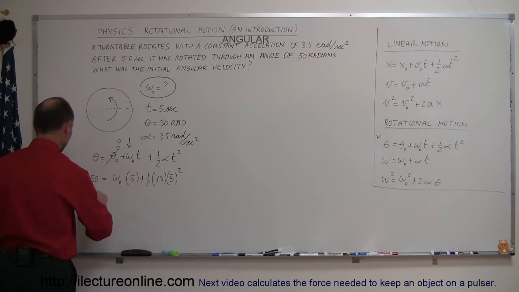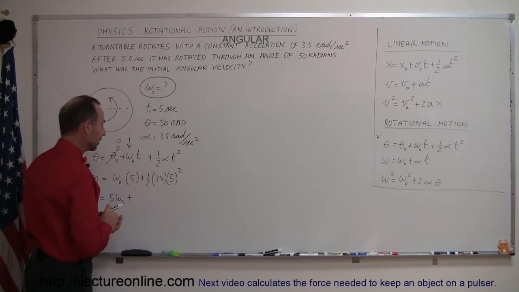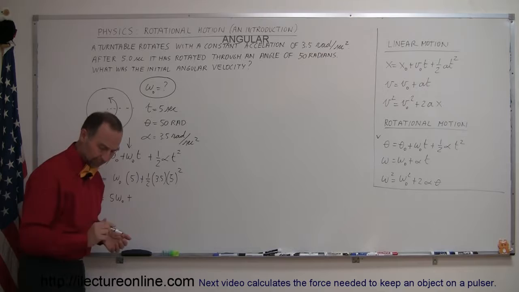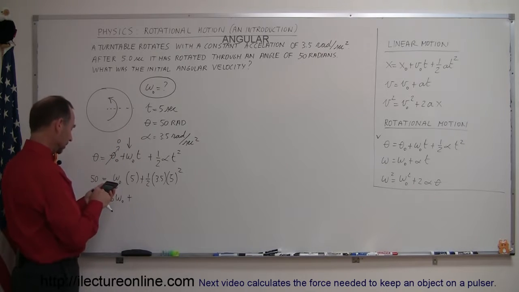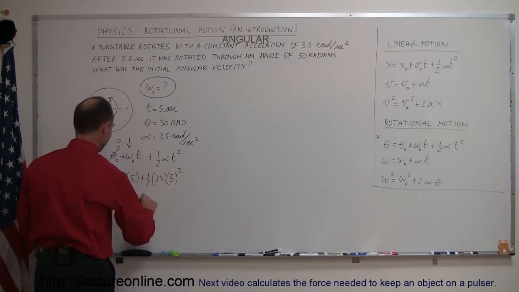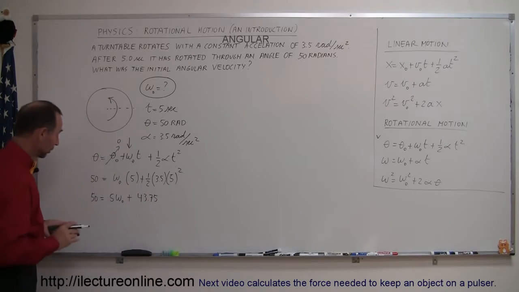So cleaning things up a little bit, we have 50 is equal to 5 omega sub naught plus 1/2 times 3.5 times 5 squared. It's 25. Let me grab the calculator for that. So we have 25 times 3.5 divided by 2, we get 43.75. Okay, so now we have a nice linear equation we can work with.